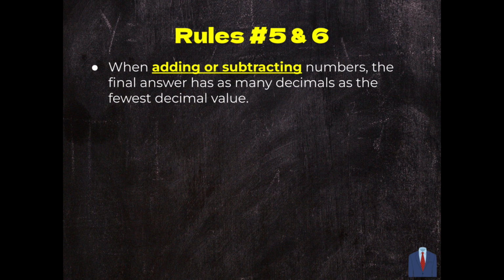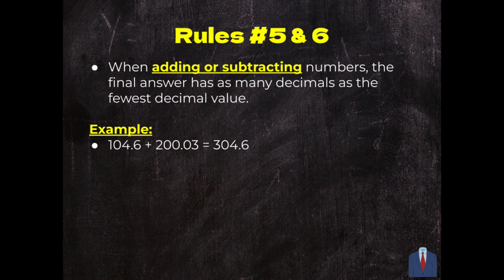Finally, rules 5 and 6 state that when adding or subtracting numbers, the final answer has as many decimal places as the fewest decimal value. Looking at 104.6 being added to 200.03, we can see that the final answer is 304.6, as the fewest number of decimals is 1.